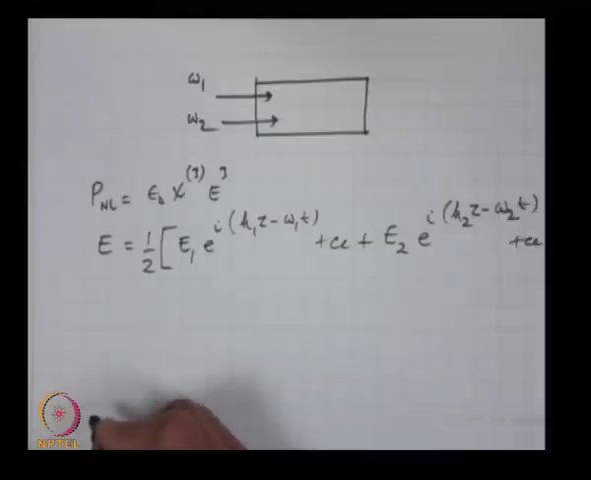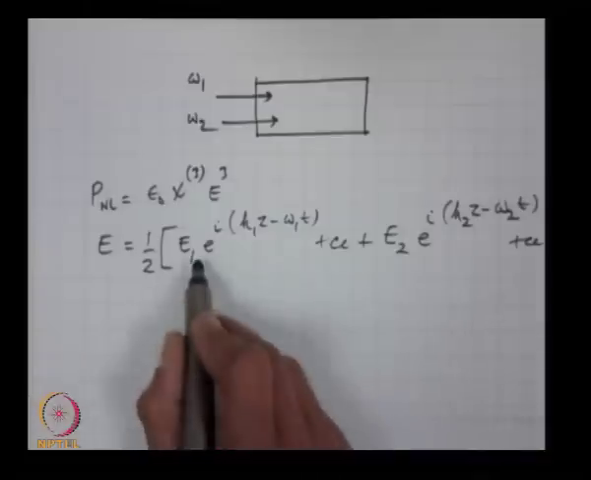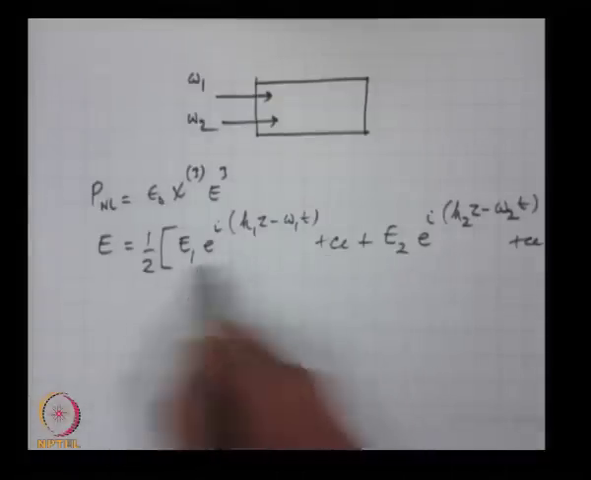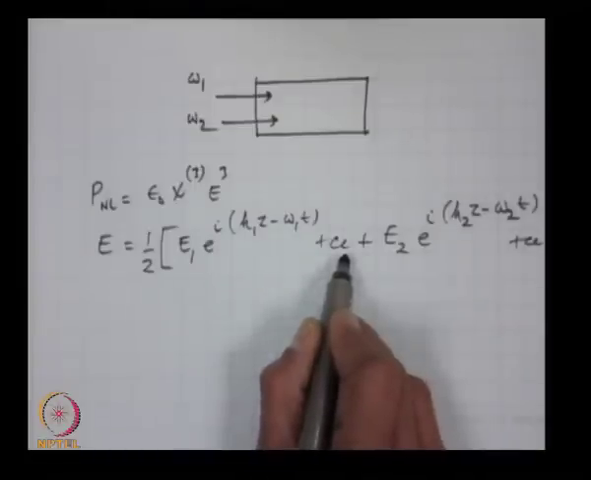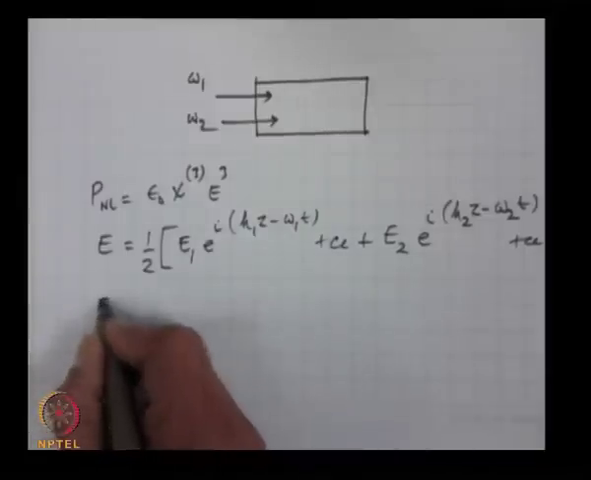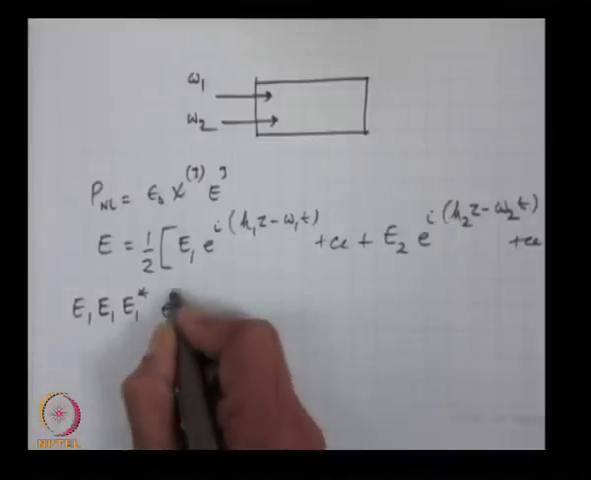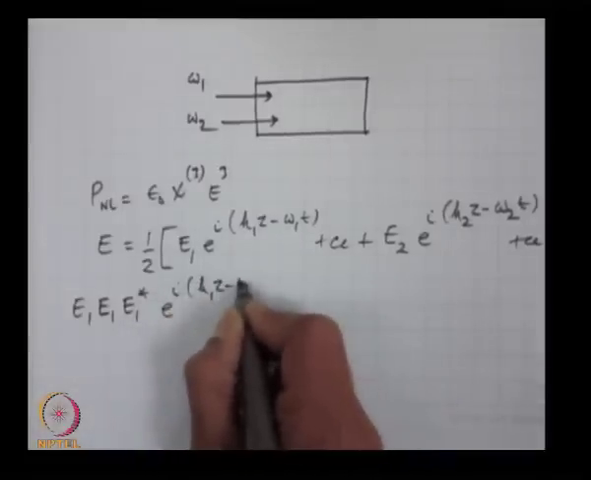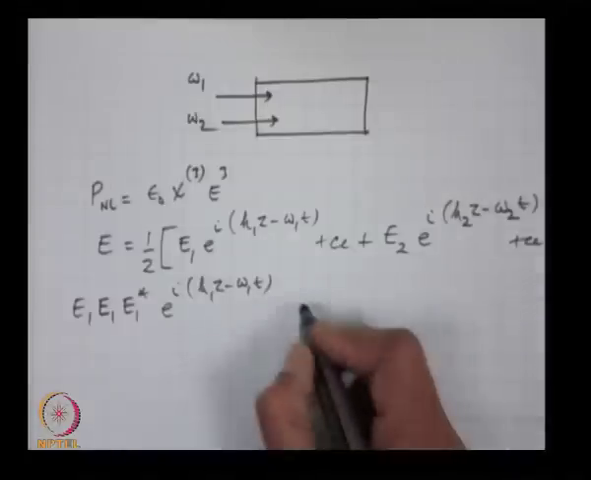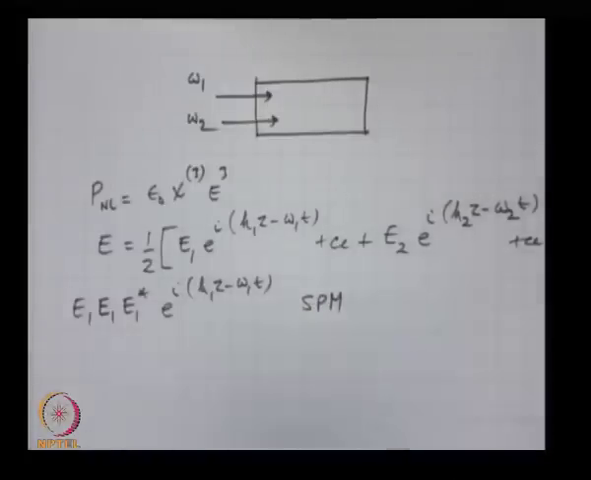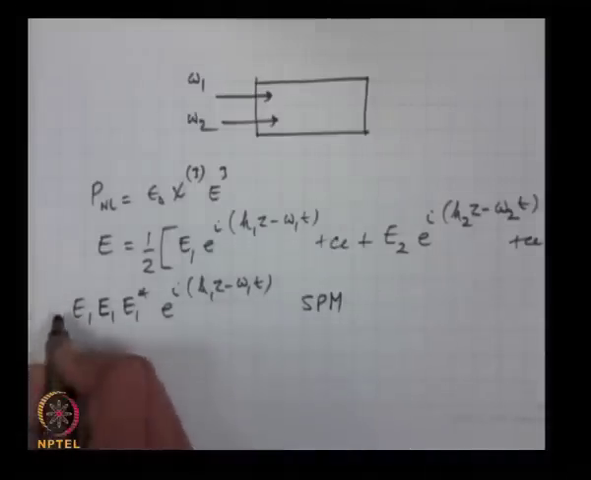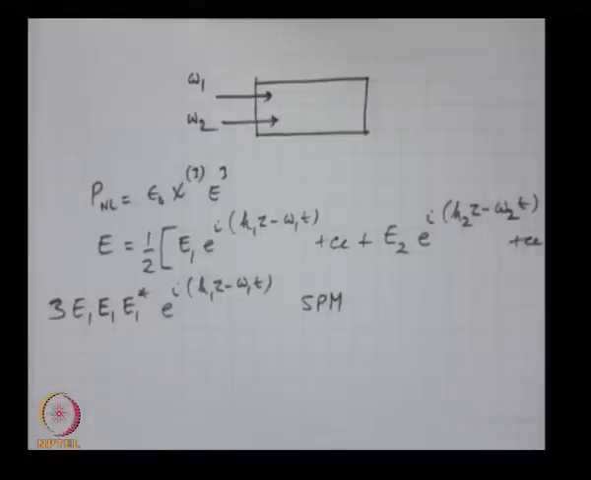What frequencies? For example, this into this, that is this square into this. What will that be? An omega 1 term, which will be self-phase modulation. It will be of the form E1 E1 E1 star, into exponential i(k1z minus omega 1t). This is self-phase modulation, which we have just now discussed. It doesn't depend on the second frequency at all. So what will be the factor multiplying it? 3. (a plus b plus c plus d) whole cube. There is a 3a square b.